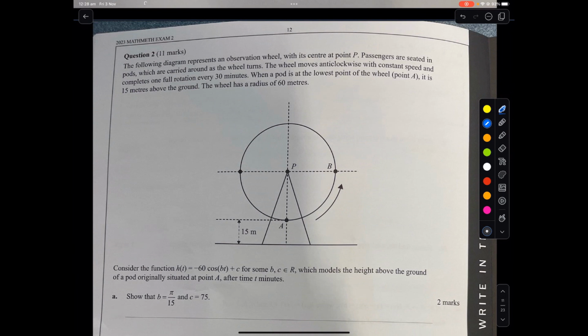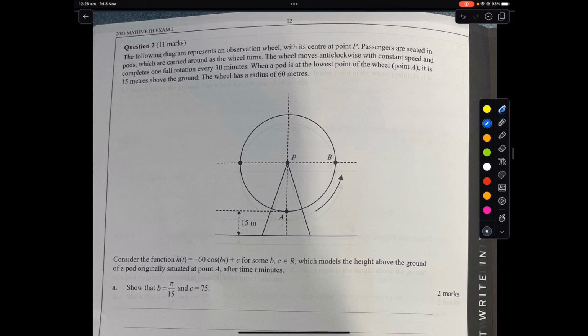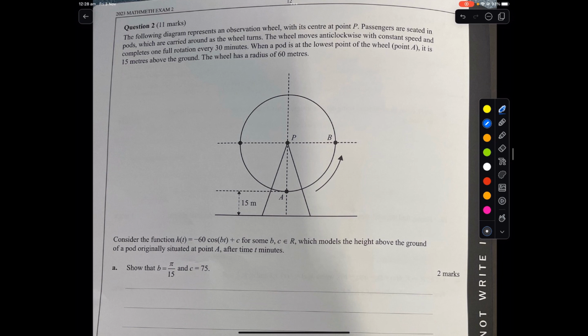Question 2: the following diagram represents an observation wheel with its center point P. Okay, this question looks so similar to, I think, a past exam, 2018 or 2017. Passengers are seated in the pods, which are carried around as the wheel turns. The wheel moves anti-clockwise with a constant speed and completes one full rotation every 30 minutes. So that's its actual period.